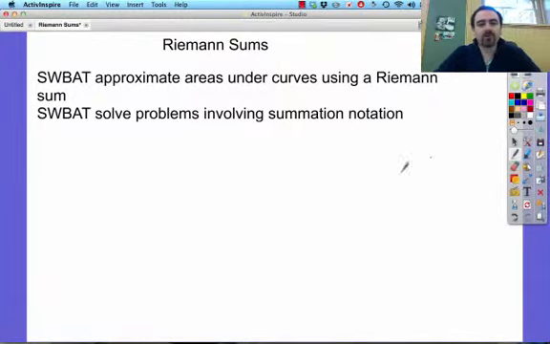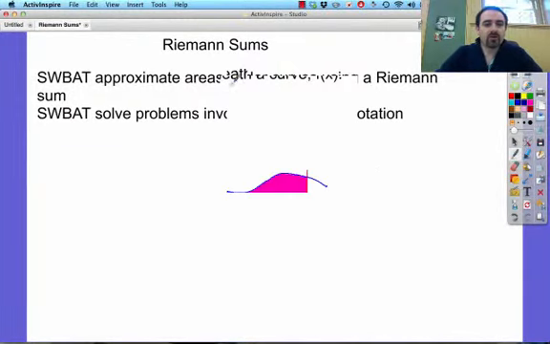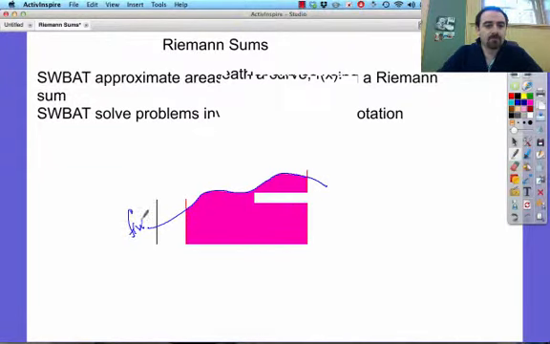Okay. So first of all, let's just state our goal. Our goal is to figure out the area underneath the curve. So this is our curve, f of x. And this is from a value a to b underneath the curve. So I'm looking for this shaded area.